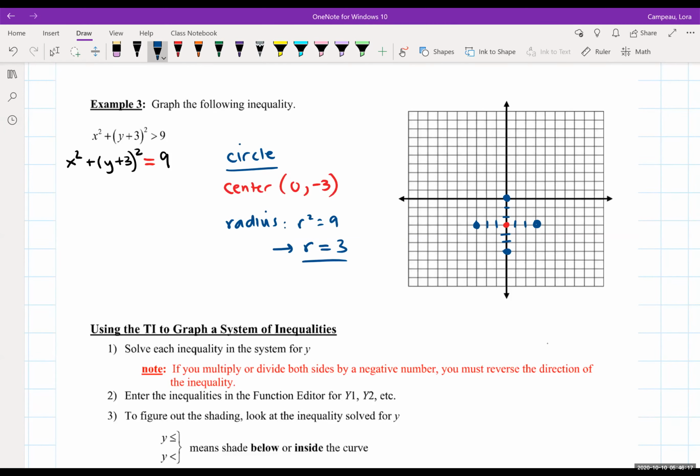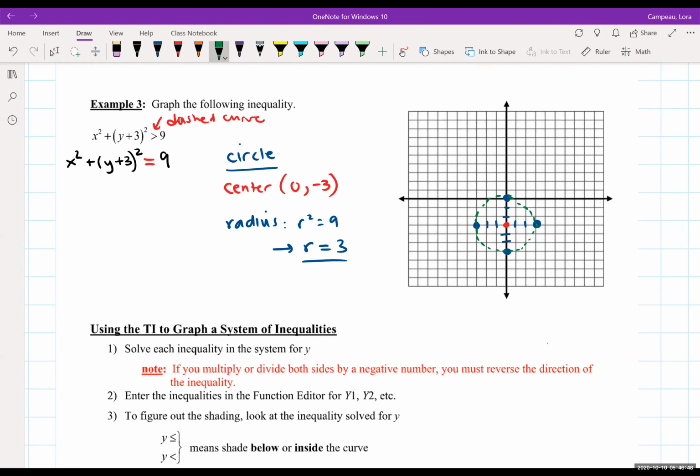Now, make sure you know whether to use a dashed or solid curve. So when we see the greater than, there's no equal to, we're going to use a dashed curve. So we'll do that. Do the best I can to make a dashed curve for my circle. That wasn't dashed on that part. There we go.